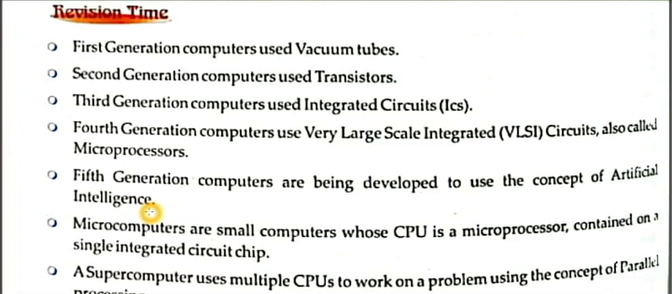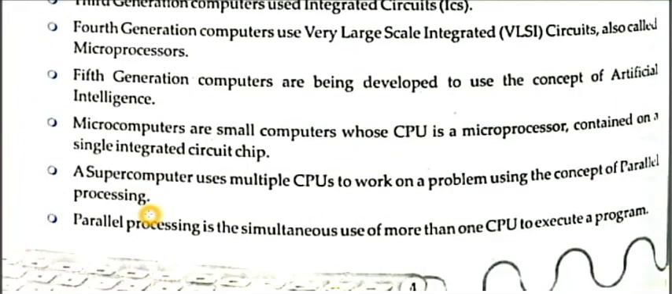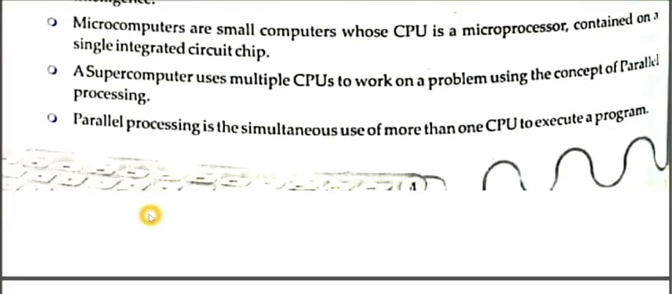Fifth generation computers are being developed to use the concept of artificial intelligence. Microcomputers are small computers whose CPU is a microprocessor contained on a single integrated circuit chip. Now if we talk about the supercomputer, a supercomputer uses multiple CPUs to work on a problem using the concept of parallel processing. Parallel processing is the simultaneous use of more than one CPU to execute a program.